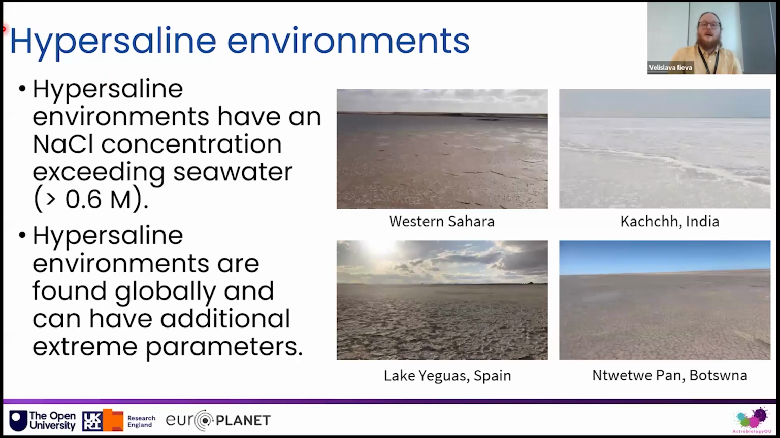So hypersaline environments, we're referring to any environment that has a sodium chloride concentration exceeding that of seawater, so greater than 0.6 molar. But as we can see from the examples on the right-hand side, there are many environments that in fact greatly exceed that concentration of salt. Now, hypersaline environments are found globally and can often have additional extreme parameters. Those can be fluctuations in temperature, extremes of pH, and they also typically are in environments where they will be hit by incredibly high levels of ultraviolet radiation.